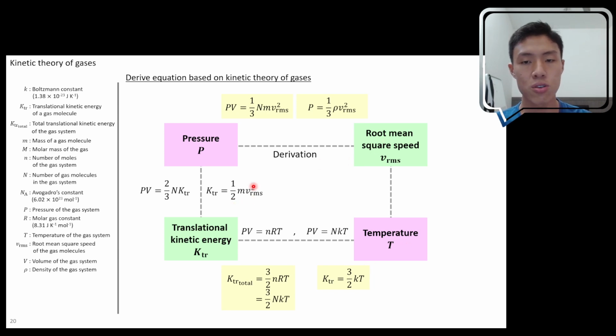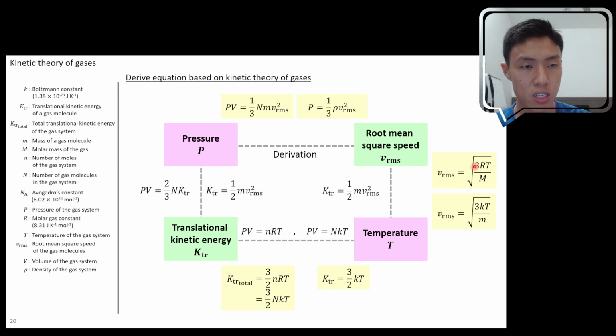Then lastly, you use back the kinetic energy equation to determine the relationship between the root mean square speed and also temperature. For this side, you have two different equations. They produce the same answer, but one is usually used for molar basis, and another one is usually used for molecular basis. So that wraps up the summary of how you derive all the equations necessary to relate the macroscopic properties of gas and also the microscopic behavior of gas molecules.